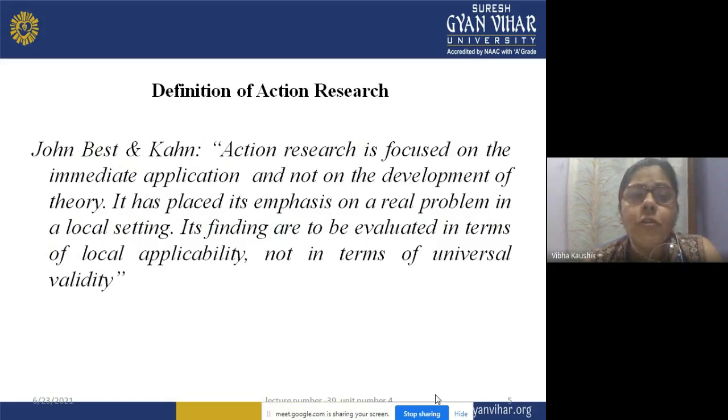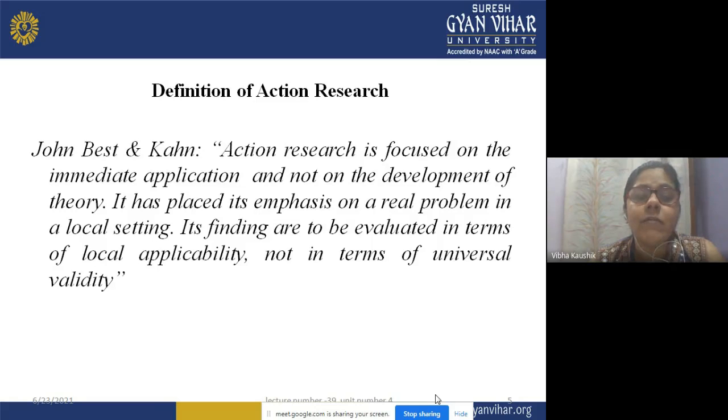Now, definition of action research given by John Best and Khan. Action research is focused on the immediate application. Means the focus of action research is on the immediate application. Means the immediate solution of the problem, and not on the development of theory. We are focusing on the solution. We are trying to find out the solution of a problem, and not the development of a theory when we are talking about action research.